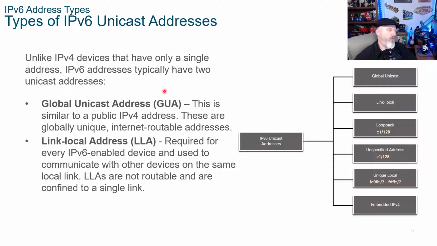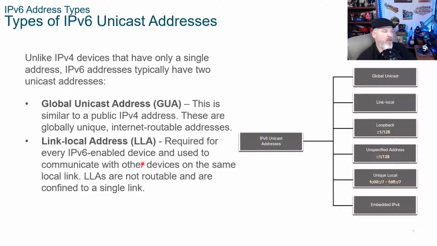v4 devices have only a single address. v6 addresses typically have 2 unicast addresses. We have a GUA and an LLA. The GUA is Global Unicast Address, and I call it GUA. Somebody else might call it different, but I call it GUA for short. This is similar to the public v4 address. These are globally unique internet routable addresses, so everybody on the internet can see them.